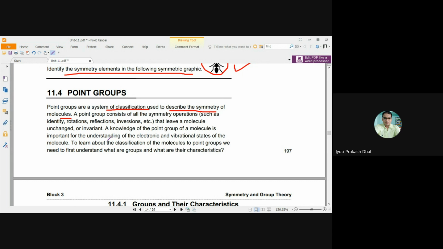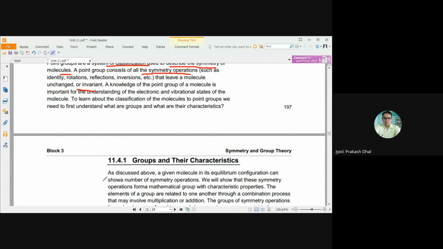So the point groups are a system of classification used to describe the symmetry of molecules. A point group consists of all symmetry operations, such as identity operation, rotation operation, reflection operation, inversion operation, etc., that leave a molecule unchanged or invariant. That is called a point group. A knowledge of the point group for a molecule is important to understand the electronic and vibrational states of the molecule.